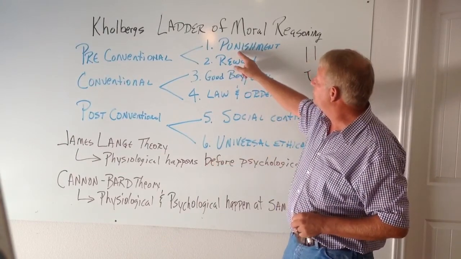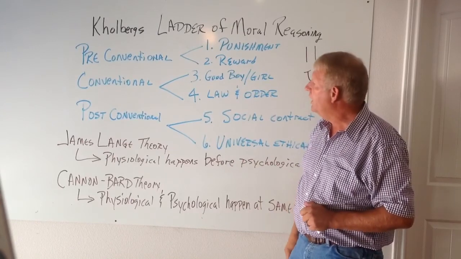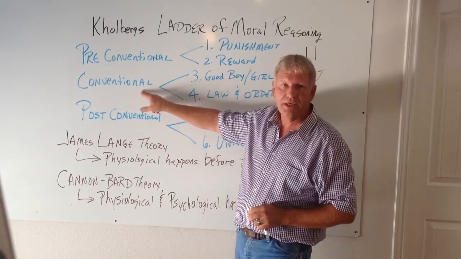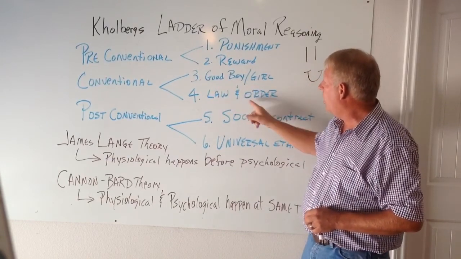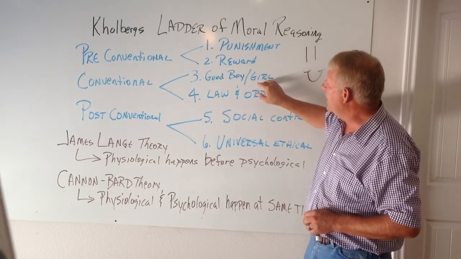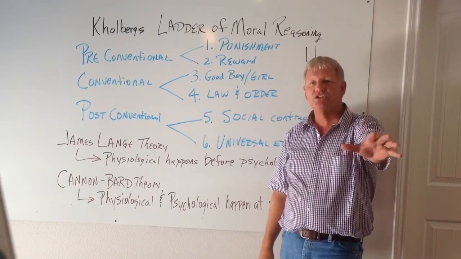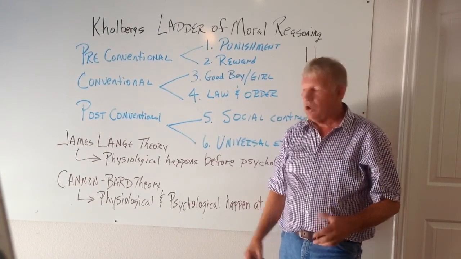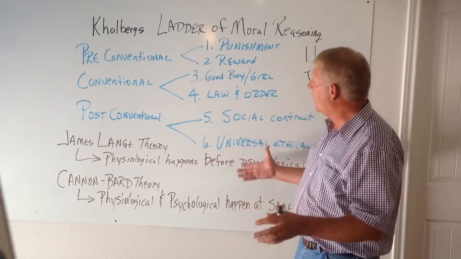So Kohlberg says the first thing we look at is punishment, and then we look at reward. Oh, that's pretty cool. And then he goes to conventional thinking in terms of morality. Now, this is good boy, good girl, law and order. This is deeper than punishment and reward. So in number 3, why do you do it? You do it because you just do the right thing. Nobody's looking, do you do the right thing?